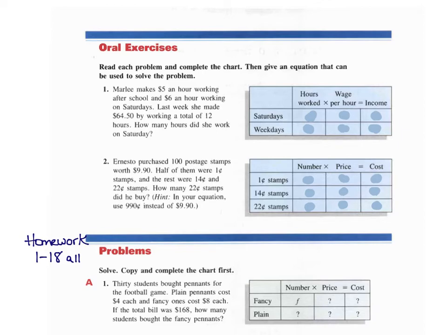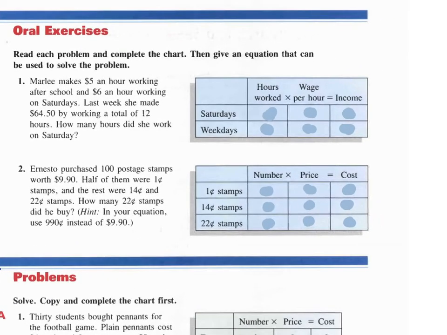Now, in yours, they actually use the letter S for Saturday. So I'll just use the same letter they have. Again, you can choose your letters. I don't like S's because they look like 5s. It also told me that she made $6 an hour by working on Saturdays, and then $5 after school. Those are weekdays. And then it told me she worked a total of 12 hours. So for my weekday hours, I'm going to do 12 minus S.